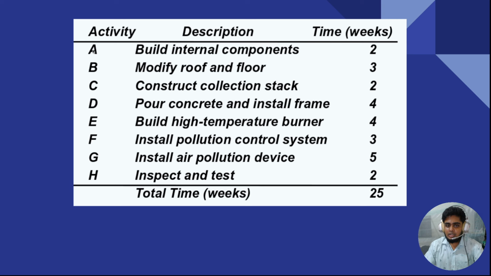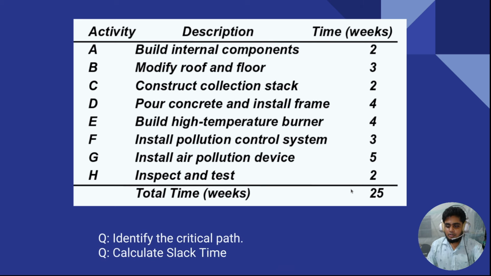So for example, to complete activity A, it will take 2 weeks. To complete activity B, it will take 3 weeks. To complete activity C, it will take 2 weeks, and the rest of them you can already understand what these values mean. So the total is 25 weeks. So we have 25 weeks to complete the whole project. So let's jump into the next section.